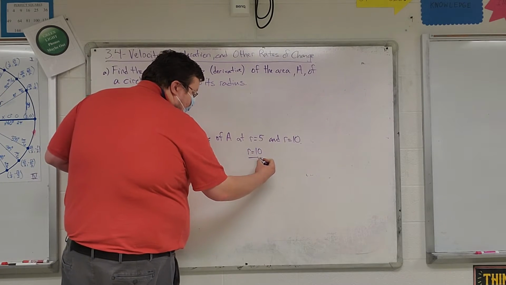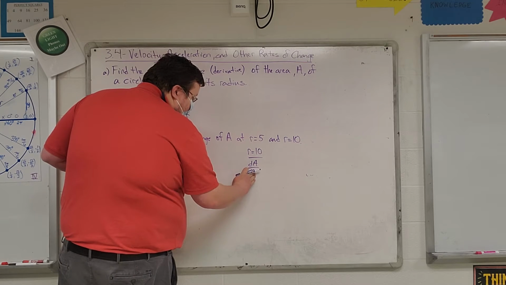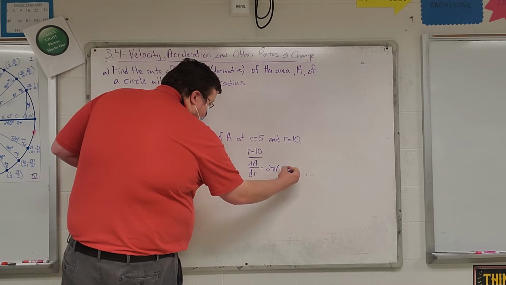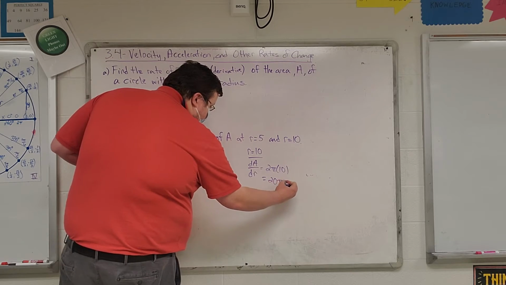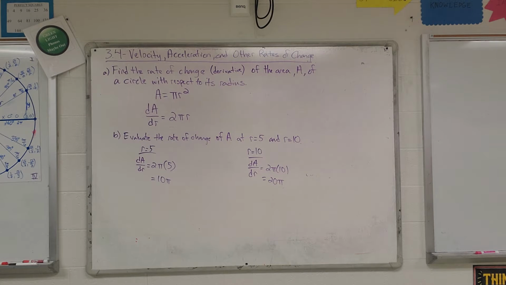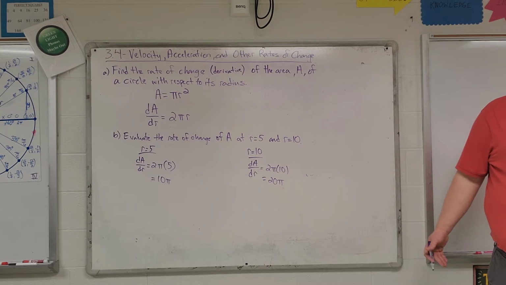And at r equals 10, the derivative with respect to r would be 20 pi. Now, let's see if we can come up with some units for this, and what these values mean. Because that will help us to understand what this is talking about.